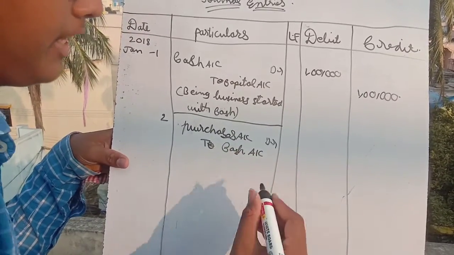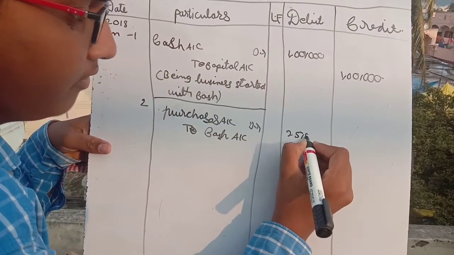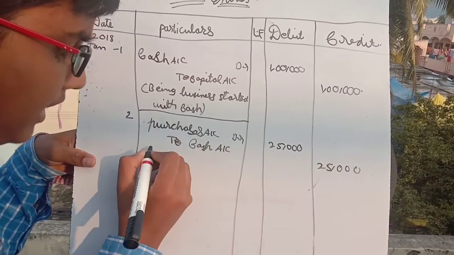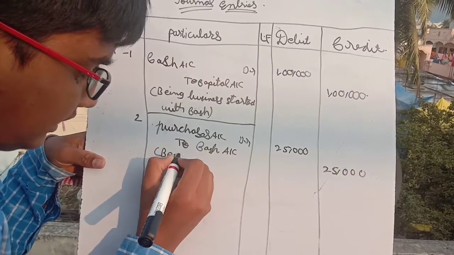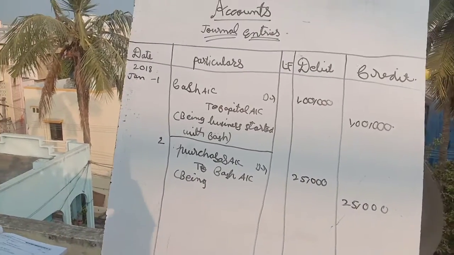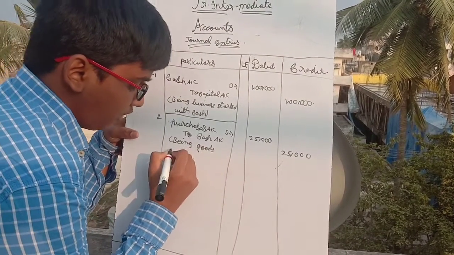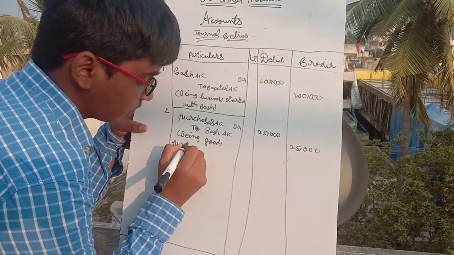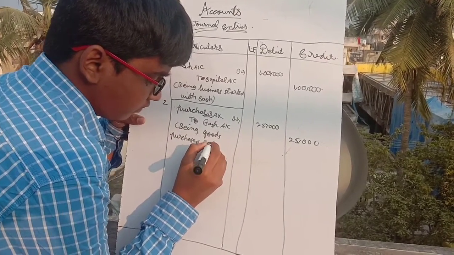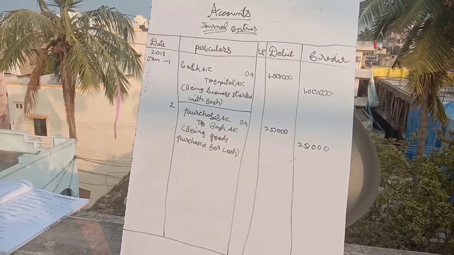So here goods are coming into the organization, so we write purchase account debtor 25,000 and to cash account also 25,000. So what is the narration? Being goods purchased for cash. That's it. So the narration is not so tough. Whatever is there in the entry, that only you will write. Being goods purchased for cash. So this is the narration and this is the journal entry.